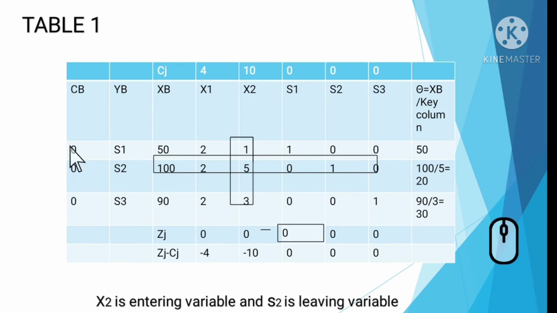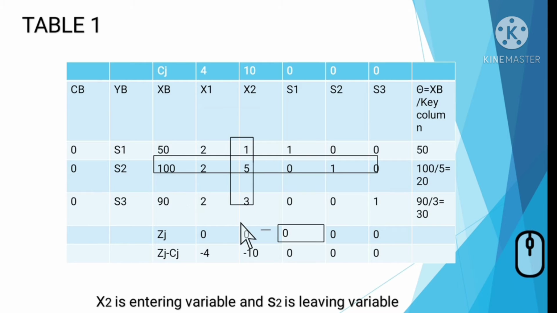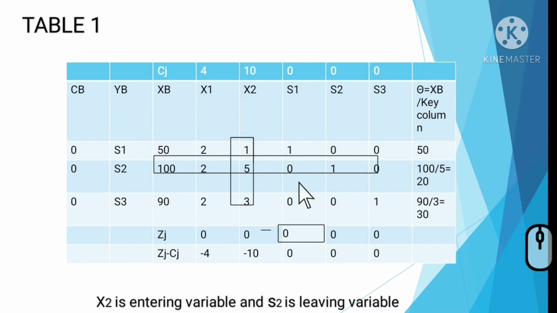Next is multiplying the CB column with the X2 column. So 0 into 1 plus 0 into 5 plus 0 into 3. Adding all those we get 0. Next, multiplying the CB column with the S1 column: 0 into 1 plus 0 into 0 plus 0 into 0. So adding all those we get 0.